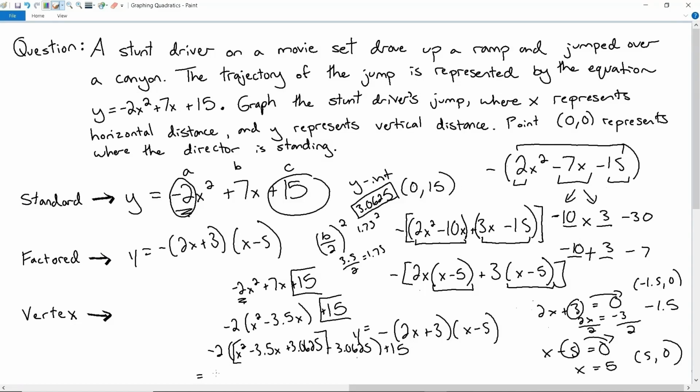So what I can do is I can rewrite that whole section as x minus 1.75 squared. And my value here is that b over 2 value that we solved for.